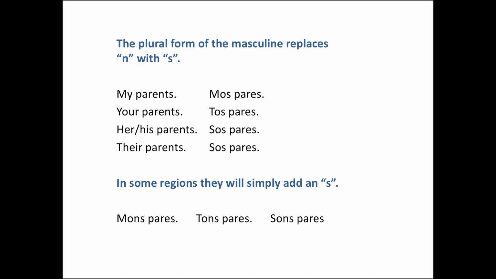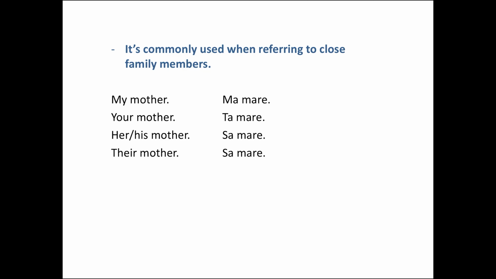The plural form of the masculine replaces N with S. For example, mos pares, tos pares, sos pares. In some regions, they simply will add an S: mons pares, tons pares, sons pares. It's commonly used when referring to close family members. So for example, mamare, damare, samare, etc.